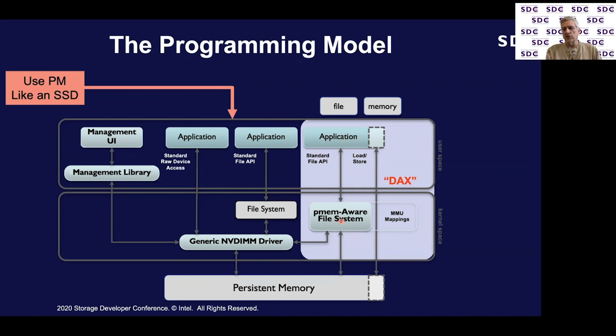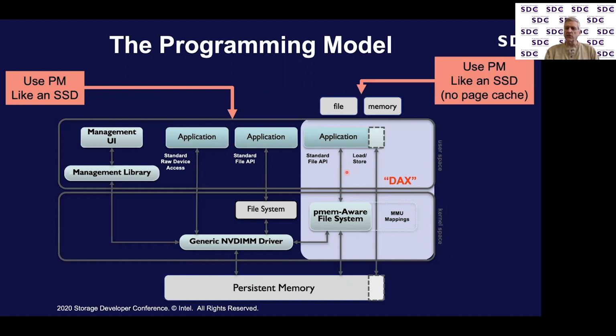And when the application memory maps a file using something like mmap on Linux or map view of file on Windows, then it gets this direct access without any page caching at all. And you can see we call that direct access DAX. So on this right-hand side, since it has all the standard APIs, I like to say this is also just like an SSD. You're just using persistent memory like an SSD, only there's no page cache in this case. And that's been possible for a long time using special interfaces, and memory mapping files has been around for a long time.